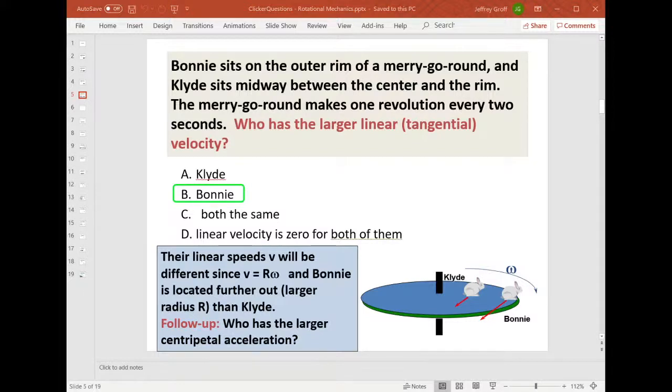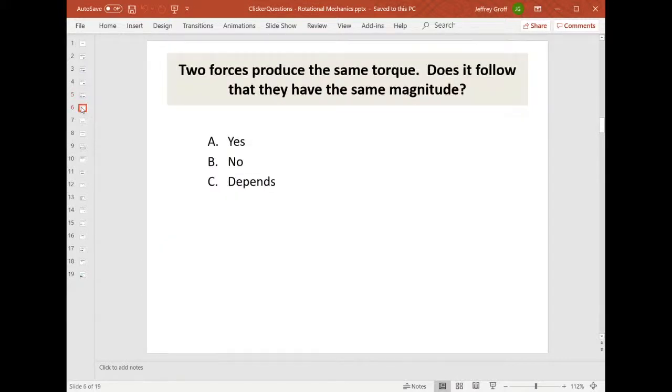All right, you guys are doing pretty good. I'm clearing the results. Question about torque. 2 forces produce the same torque. Does it follow that they have the same magnitude? They, meaning the forces. 2 forces produce the same torque. Does it follow that they have the same magnitude?